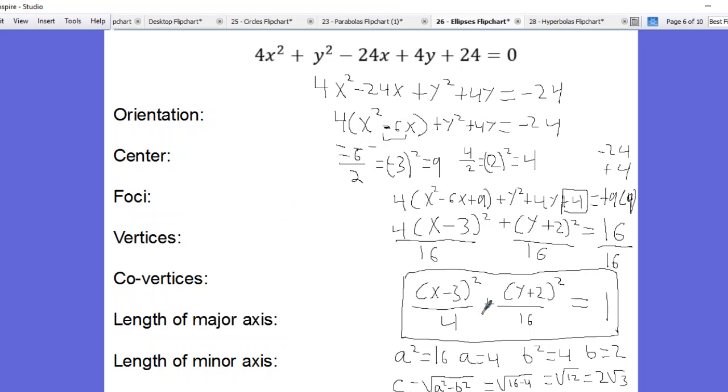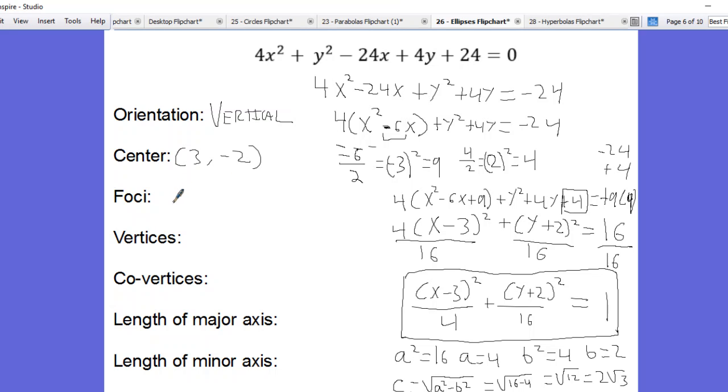So now after all of that, we can answer this information. The orientation. Vertical, excellent. All right. The center. What's the x-coordinate in the center? -4. Let's look at our equation. 3. 3, and the y-coordinate of our center. -2, excellent. And the foci, remember this is a vertical ellipse now, and c is equal to 2√3.